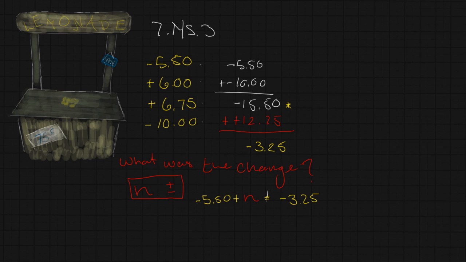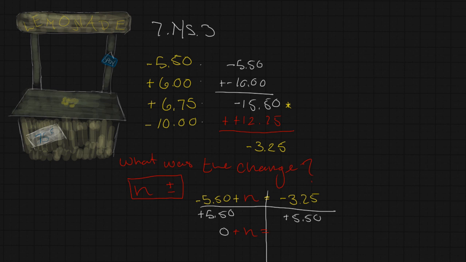So let's see if we can figure out what that number is using a little bit of algebra. I'm going to create a little T-chart here showing the left side and the right side. I'm going to eliminate the constant on the left side by adding the additive inverse. I'm going to add positive 5.50. That will give me a total of 0 plus n. And on the other side, I'm also going to add positive $5.50. And let's see what that'll give me.